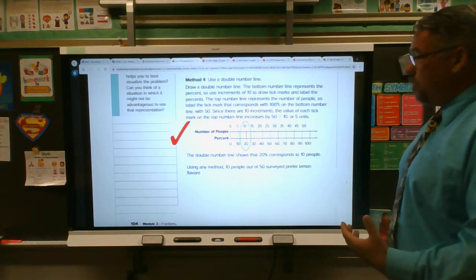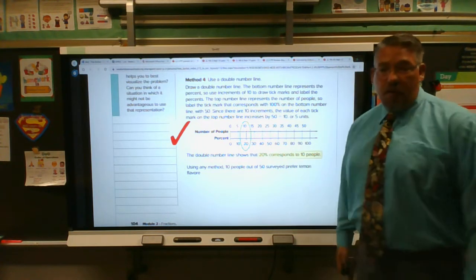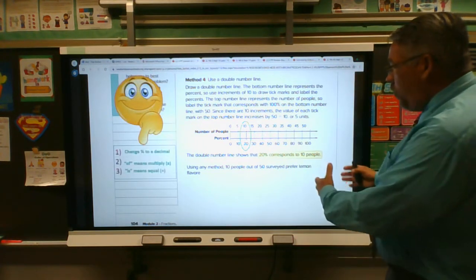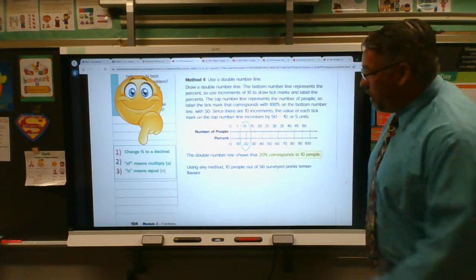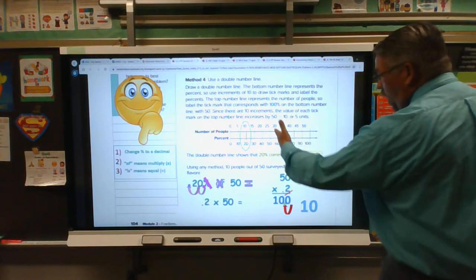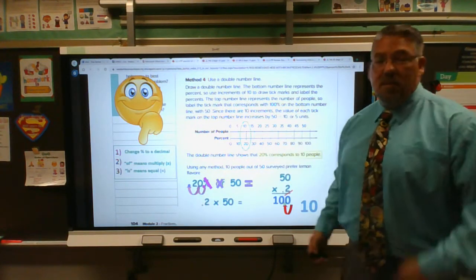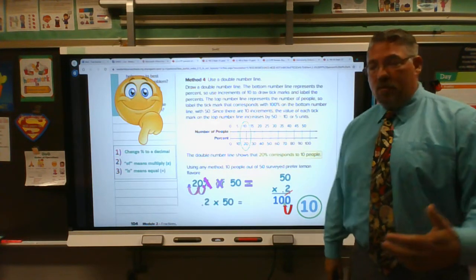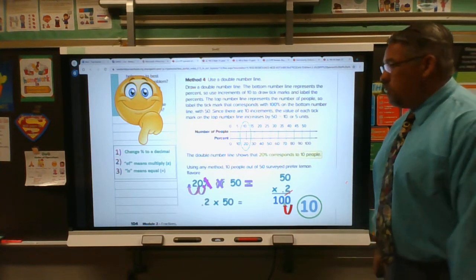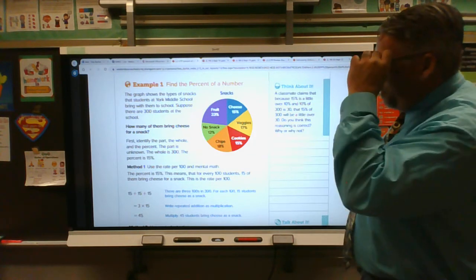What I need you to be able to do is simply to follow the steps and do the math, right? They're telling us that 20 is corresponding to 10, and we know if we follow those 3 steps to find out what 20% of 10 is, and we get 10, it's the same answer, right? So I can check and prove my answer multiple different ways. All right, so now we're going to get into the practice problems that they've given us.